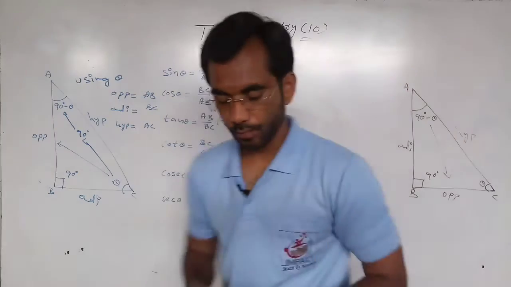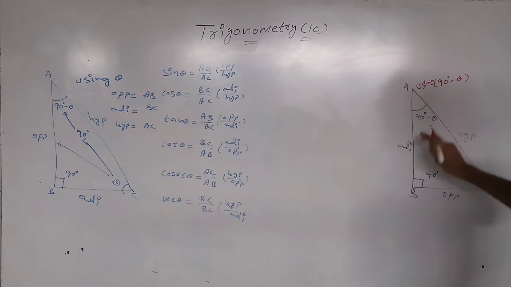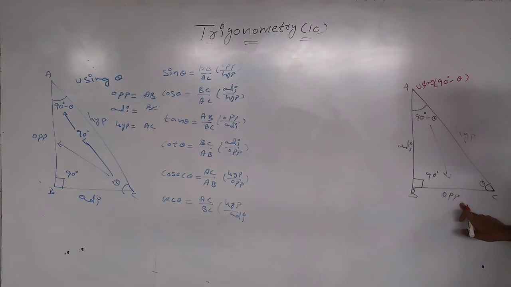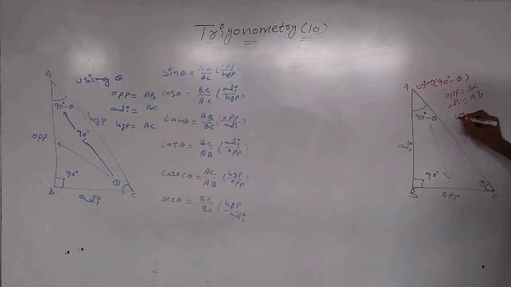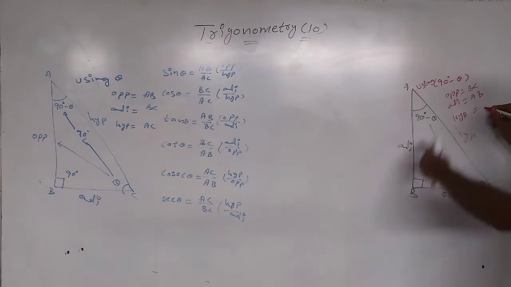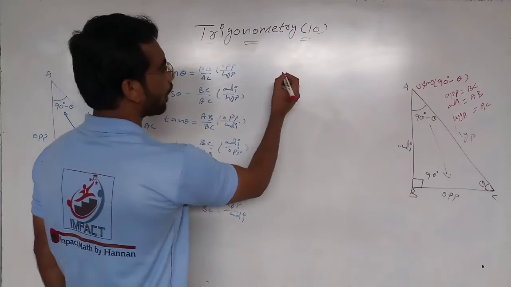Next, for this triangle we are using 90 degrees minus theta. If you are using 90 minus theta, opposite is this one, adjacent is this one, hypotenuse is this one. What is opposite here? Opposite is BC. Adjacent is AB, and hypotenuse is AC.